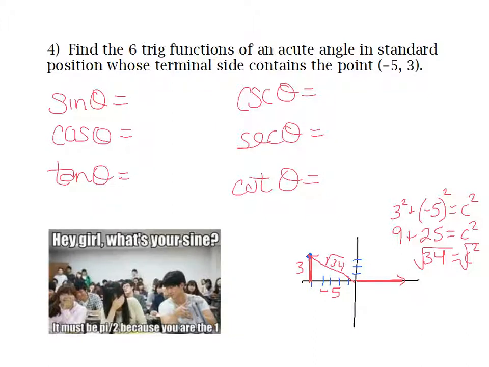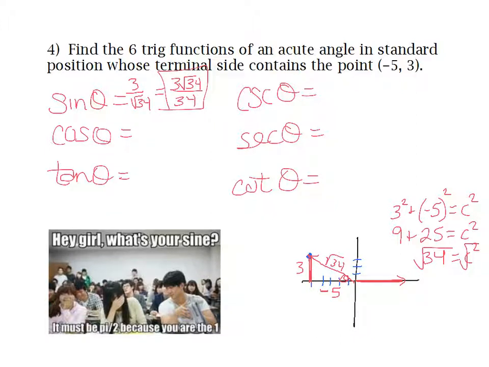Now that I know all 3 sides, I can sit here and find all those trig ratios. The sine, and always remember that the vertex of your angle has to always be down here at the origin. So I'm talking about theta being down there at the corner, and then your sine value would be opposite over hypotenuse, 3 over square root of 34. Rationalize that, it's going to end up being 3 root 34 over 34.